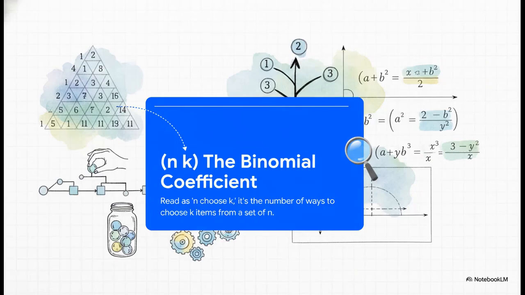Let's start with the heart of the formula, this little bit right here. We read that out loud as n choose k. This is the binomial coefficient. And it's not just some abstract thing, it actually represents a question. How many different ways can you choose k items from a group of n? This is the mathematical engine that generates every single number in Pascal's triangle.